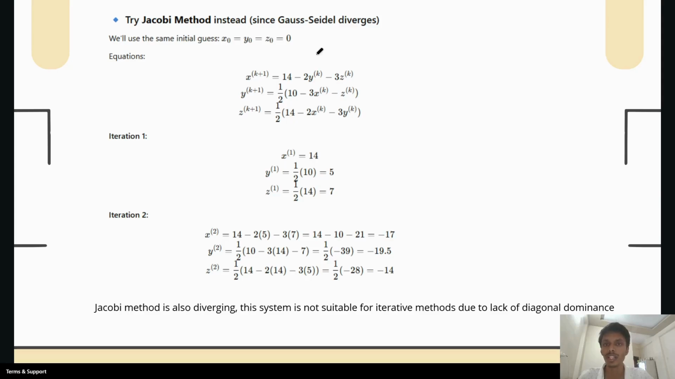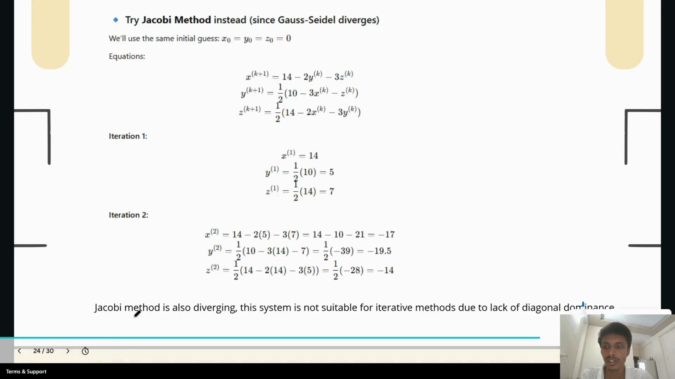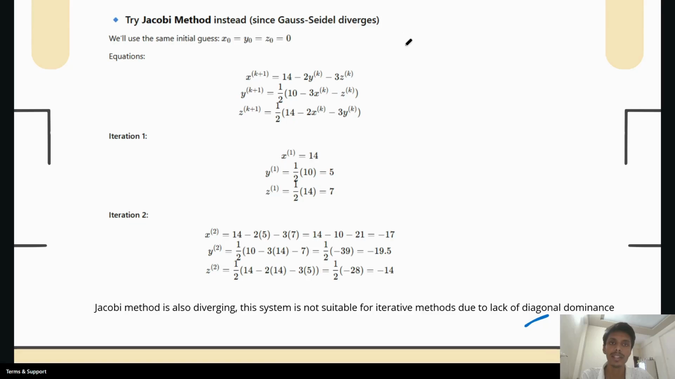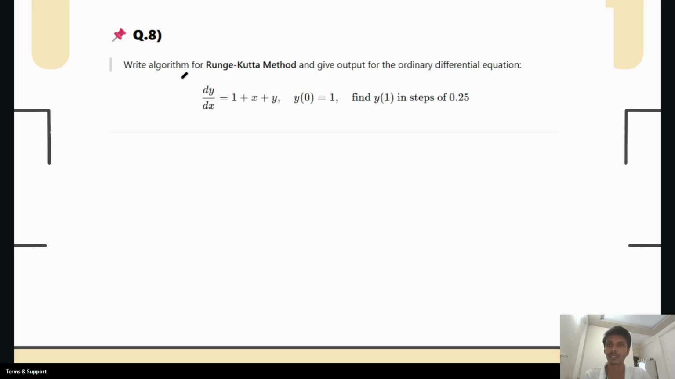We use the same initial guesses. In iteration 1, x1 is equal to 14, y1 is equal to 5, z1 is equal to 7. In iteration 2, x2 is equal to minus 17, y2 is equal to minus 19.5, z2 is equal to minus 14. The Jacobi method is also diverging. This system is not suitable for iterative methods due to lack of diagonal dominance. The given system has very little diagonal dominance, so we cannot use iterative methods to solve this.